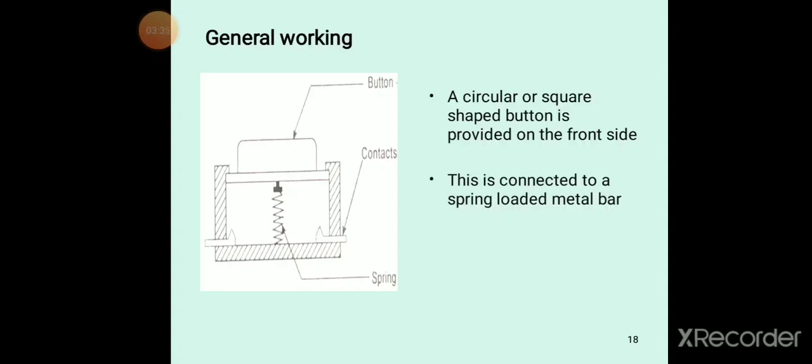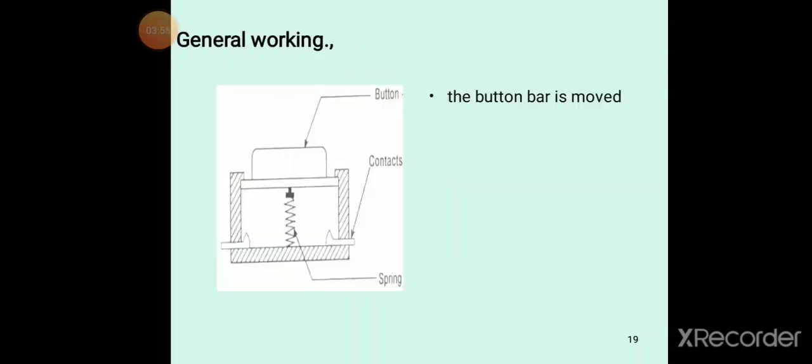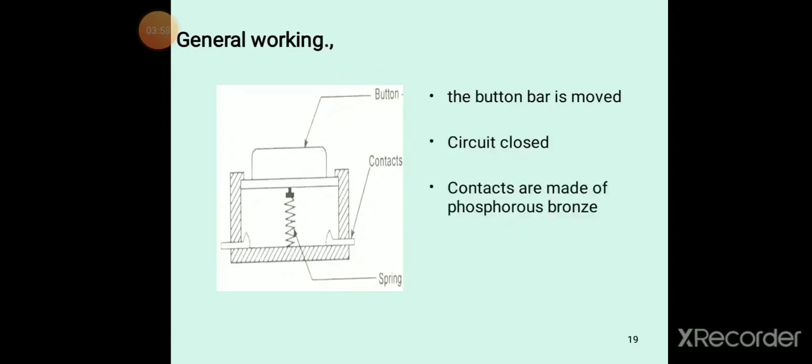We have the button, contacts, and a spring. A circular or square shaped button is provided on the front side. This is connected to a spring loaded metal bar. What happens when the button is pressed? The button bar is moved, the circuit is closed.